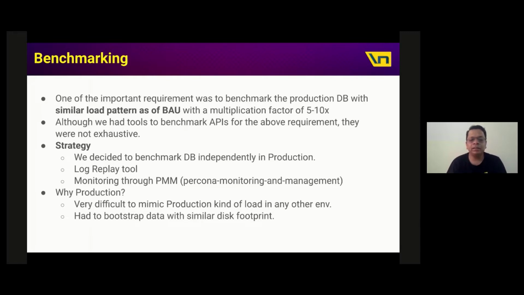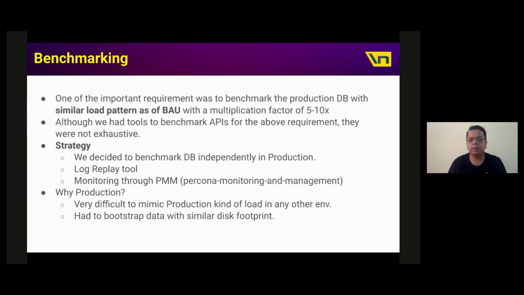But here, the strategy we took was to benchmark the DB independently in production without the involvement of APIs. And for that, we built an internal tool, the log replay tool. For monitoring, we were relying on the Percona Monitoring and Management tool, which is again open source. So the next question that comes to mind is why we are doing this benchmarking in production. Because it was very difficult for us to mimic the production kind of load in any other environment.